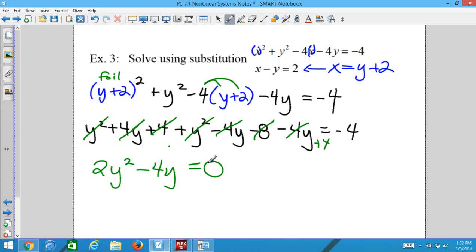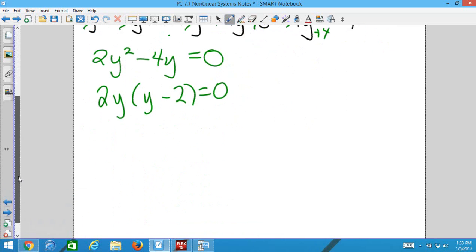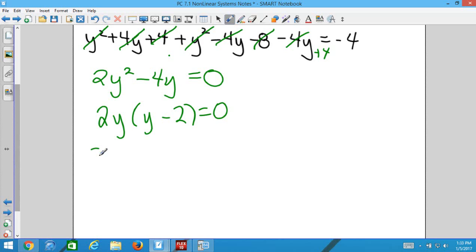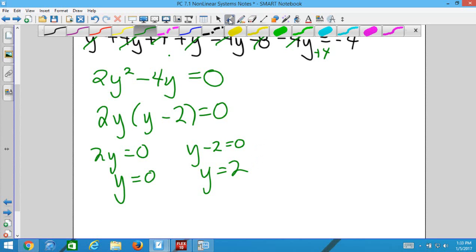So what should we do? Yeah, we're going to factor it by the greatest common factor. Pick out your GCF. Set each factor equal to 0. And we get 2. Now what should we do?